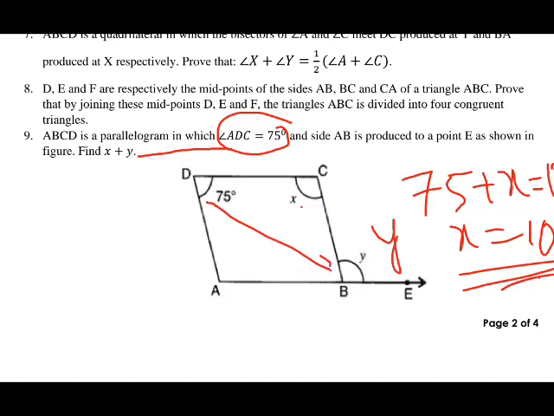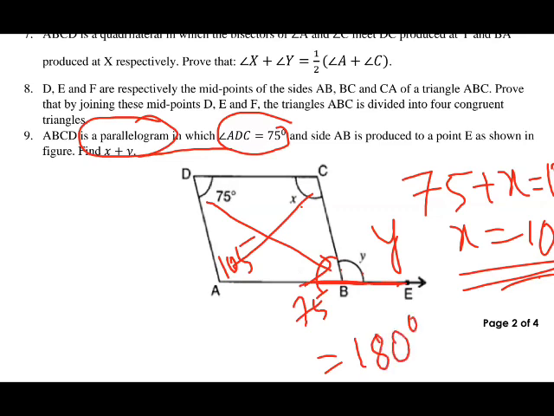Can you put 75 here? Because in a parallelogram, what will be there? Opposite angles are equal. You can write 105 here, and you can write 75 here. If this is 75, what is Y? How many degrees will there be on a line? Always 180 degree, right? Yes. A straight line always measures 180 degree.